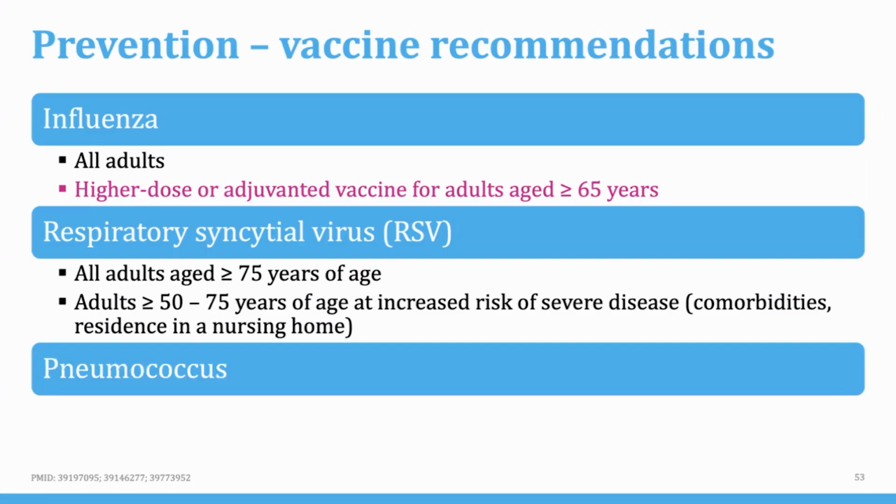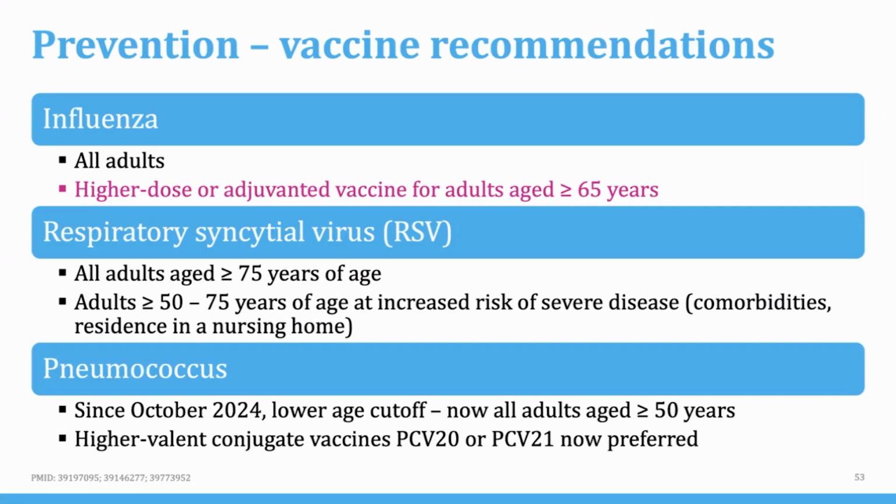With pneumococcus, note that since October of last year, there's now a lower age cutoff. It's now recommended for all adults over 50, not just over 65. And the higher valent conjugate vaccines, namely PCV20 and PCV21, are now preferred because they account for the serotypes of pneumococcus that are most often implicated in adult infection.